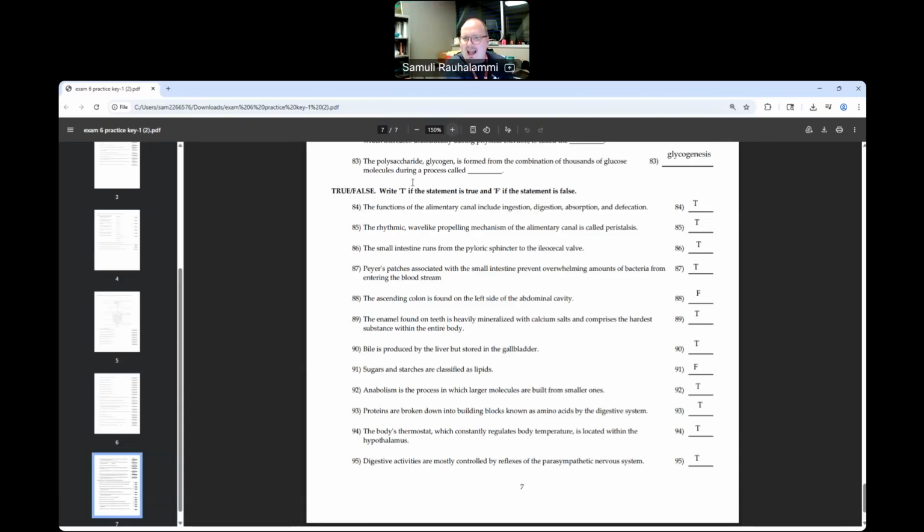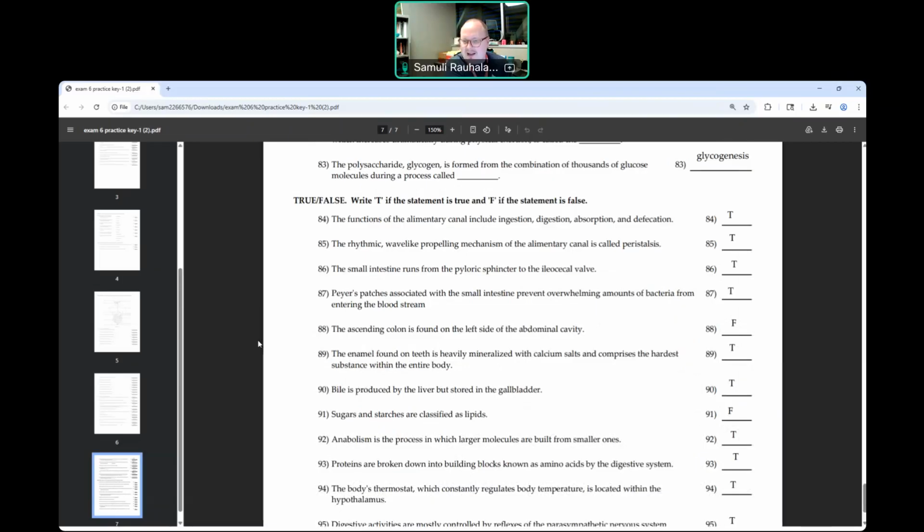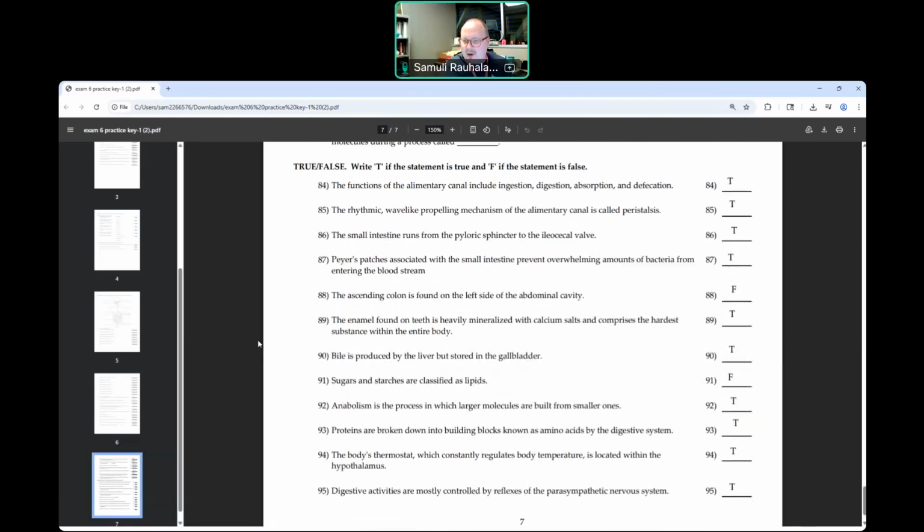Question 88 claims that the ascending colon would be found on the left side of the abdominal cavity. That is incorrect, as it is on the right side. And remember that when we're talking about the sides, it's always in relation to the patient's right or left.